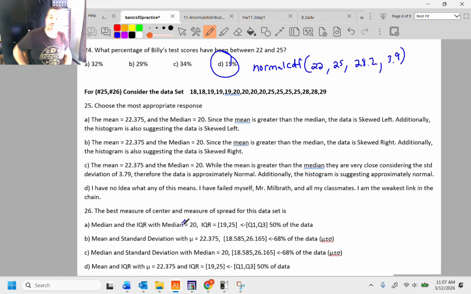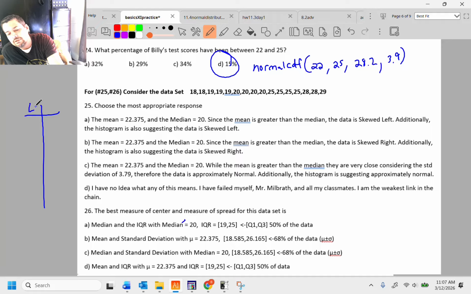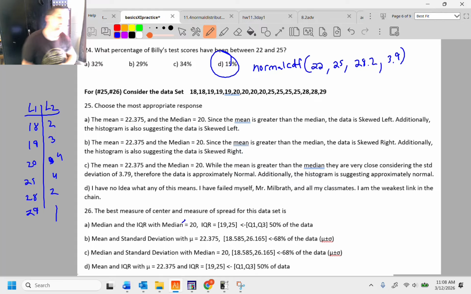All right, choose the most appropriate response. Now, we do have some data here, and I'm going to do what I've been doing with y'all, which is a frequency list. 18 happens twice, 19 happens 3 times, 20 happens 4 times, my bad. 1, 2, 3, 4. 25 happens 4 times, 28 twice, and 29 once. So let's take a look and see what this looks like in our TI-84.